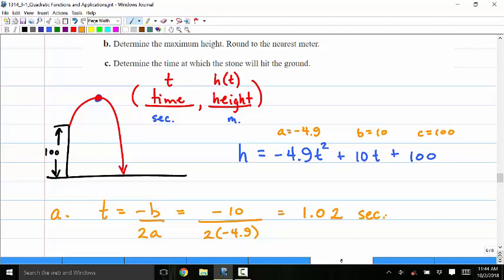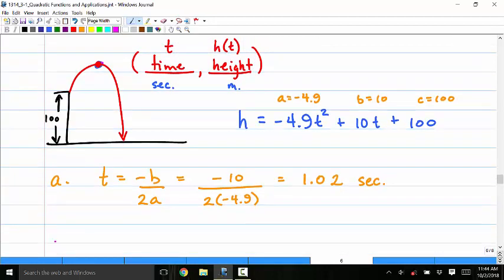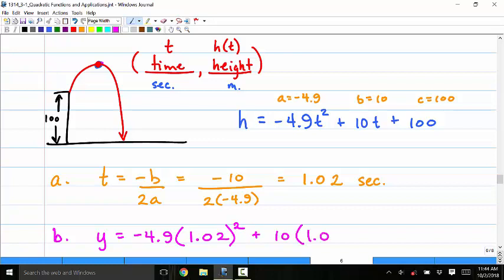Okay, part B says to determine the maximum height. Maximum height is going to be the y value of the vertex. So how do I find that? Y is going to equal negative 4.9 times 1.02 squared plus 10 times 1.02 plus 100.